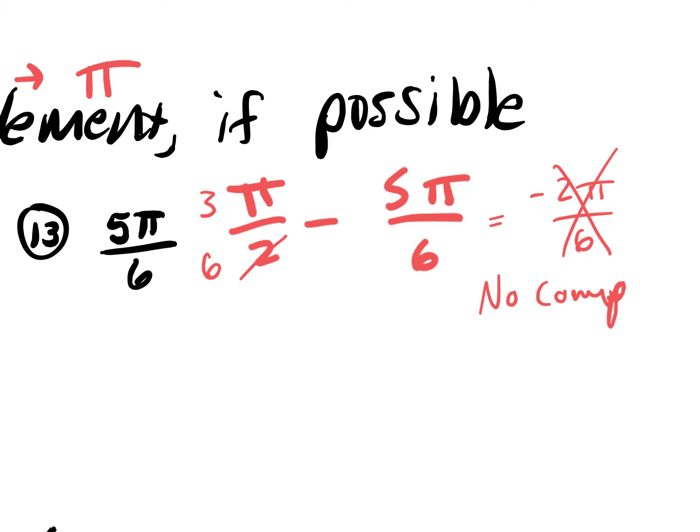So now let's find the supplement. Supplement is pi minus 5 pi over 6. So I'm going to make this 6 pi over 6. 6 pi minus 5 pi is pi over 6.